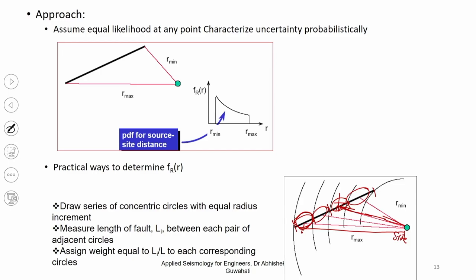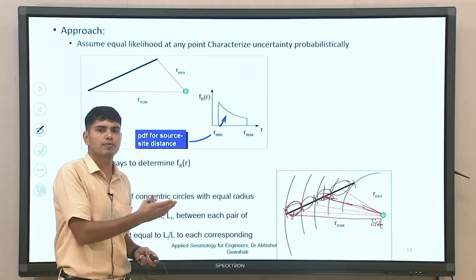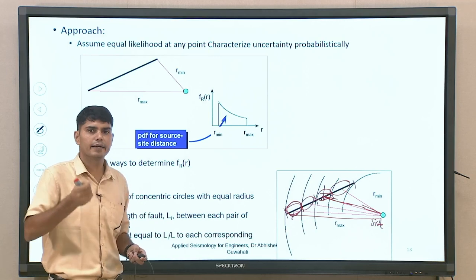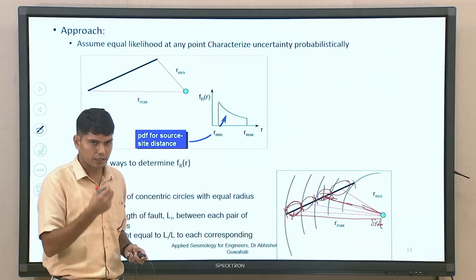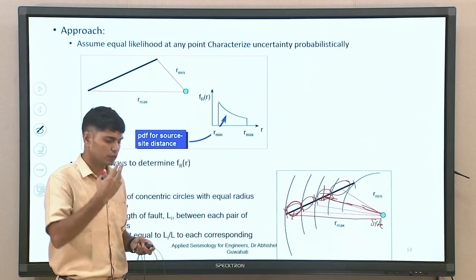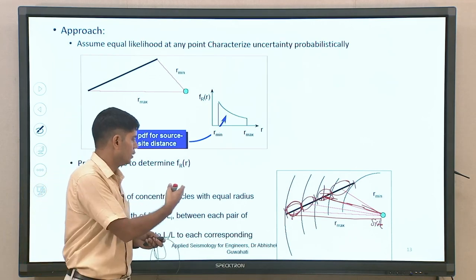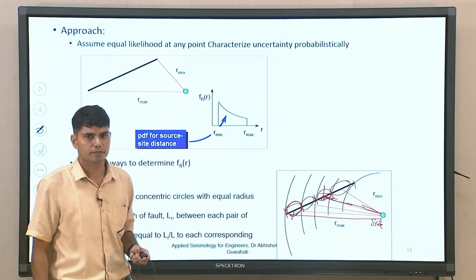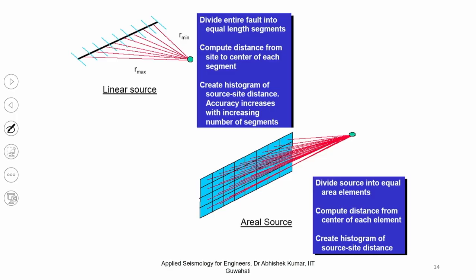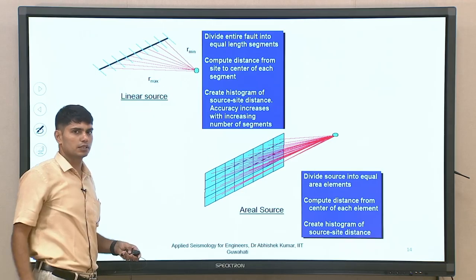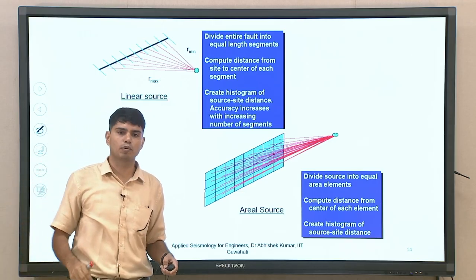So, we can go with maybe dividing the entire fault into sub faults and try determining, based on the coordinates of these sub faults, what is the distance, and corresponding to each distance what is the location which is undergoing rupture. Similarly, with respect to a linear source, this is what I was just mentioning. You can divide the entire fault into a number of sub faults and try determining, corresponding to each sub fault, what is the hypocentral distance range, and try determining the probability.